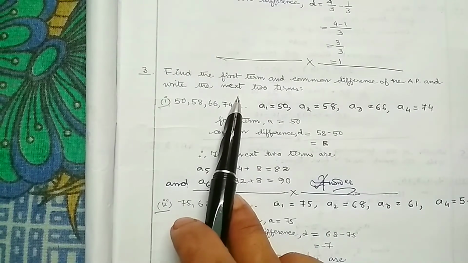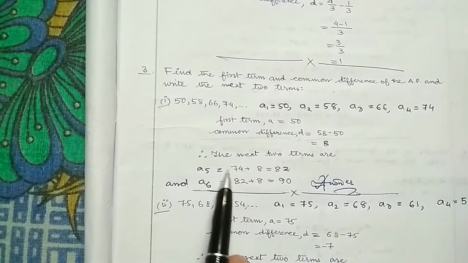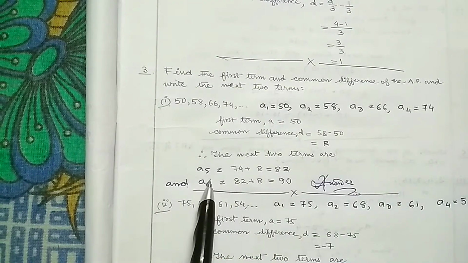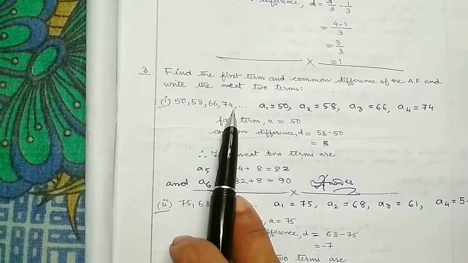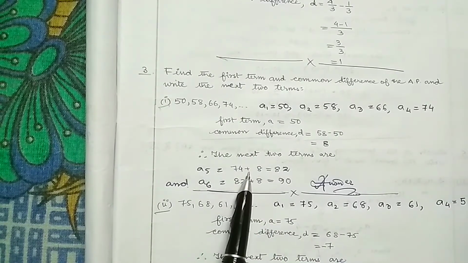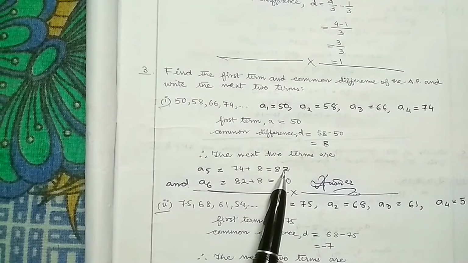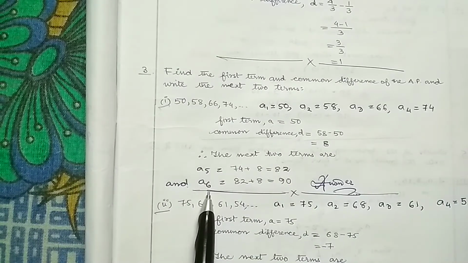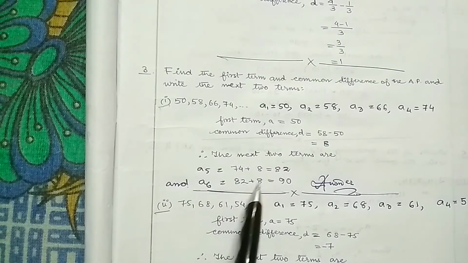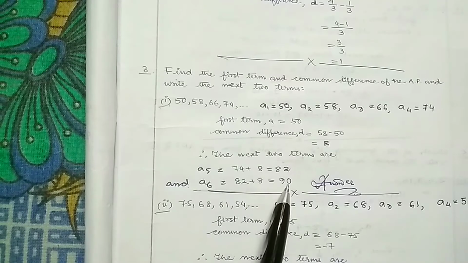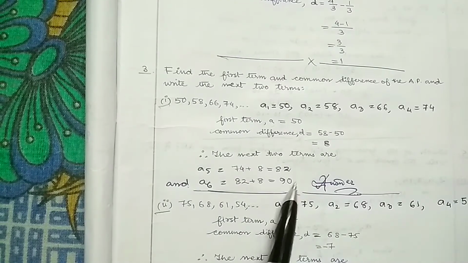Now we have to find the next two terms. We already know up to A4. So A5 will be the fourth term plus common difference. 74 plus common difference, which is 8. 74 plus 8 is 82. And the sixth term will be the fifth term plus common difference. Fifth term we already got, 82. 82 plus 8, 90. I hope this sum is clear.